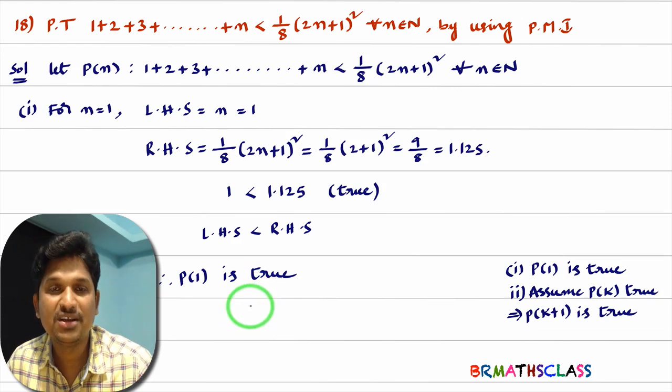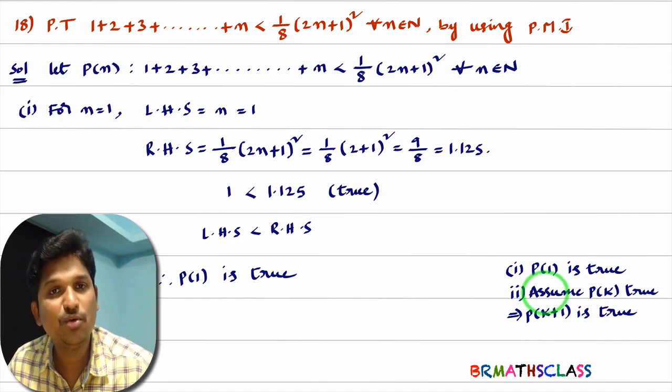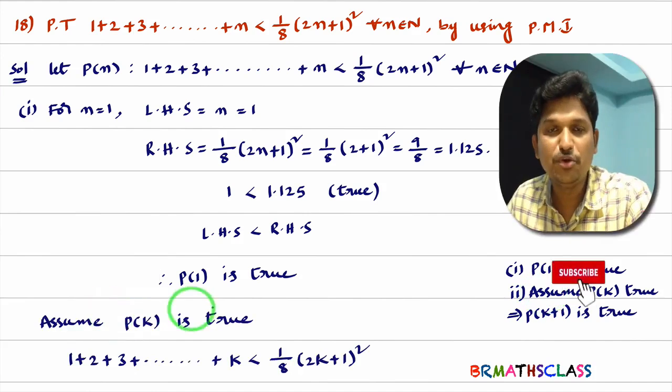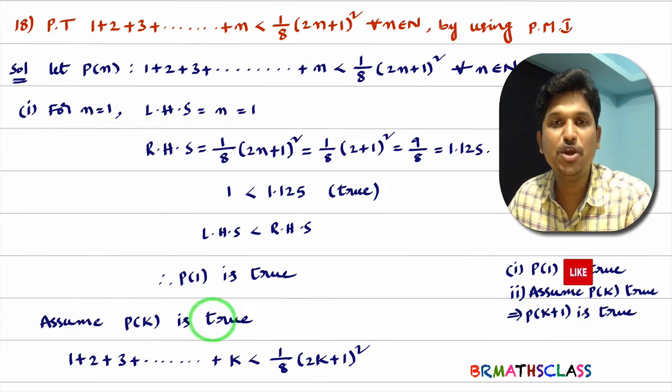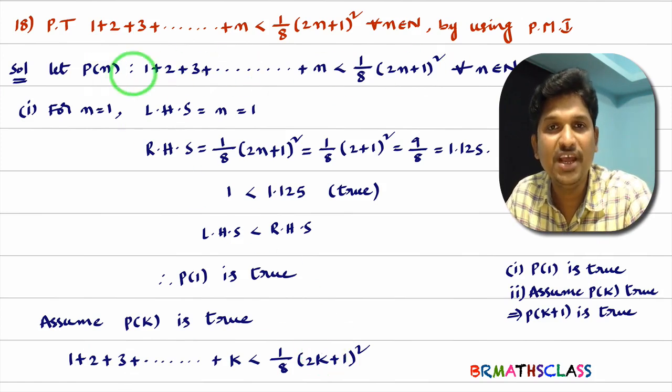Now, the second part. What is the second part? By assuming P of k is true, we need to prove P of k plus 1 is true. Correct? So, first, I'll assume P of k is true and I'll write what P of k is. You observe here, I assumed P of k is true and I wrote P of k. How will you get P of k? In the statement P of n, wherever n is there you write k. Then you will get P of k.